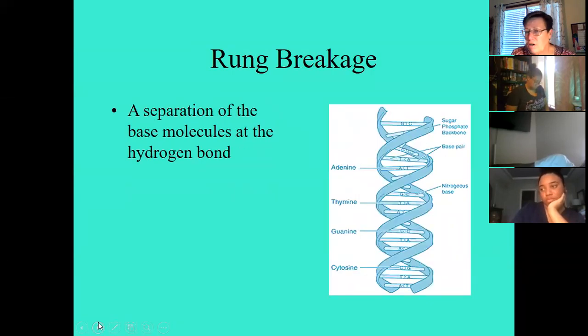And then we have rung breakage. Remember, the rungs of the DNA are the two bases joined together by the hydrogen bond. Rung breakage occurs when the hydrogen bond is broken between the two bases. This type of damage is relatively easy to repair, so it is also not of any major consequence.